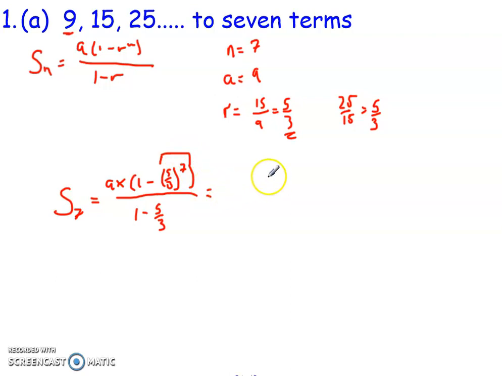Either way, when you do it correctly, what you should end up getting is 468.753, and it continues on. So to 1 decimal place, you're talking 468.8. So there you go, that's the sum of the first 7 terms of that sequence.